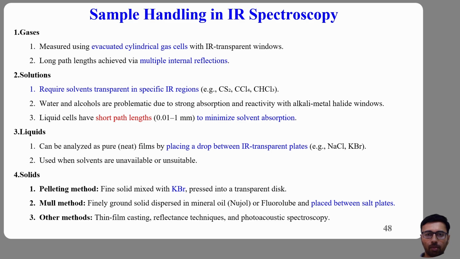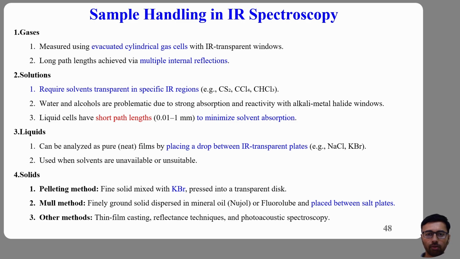Grinding is extremely important. Large particles scatter infrared radiation. This causes a distorted baseline and noisy spectra. The sample must be uniformly fine. The second method is the mull method. The solid is finely ground and mixed with a heavy mineral oil called Nujol. This creates a thick paste. The paste is spread between salt plates, forming a thin film. However, Nujol itself absorbs IR radiation. It produces characteristic peaks, especially in the carbon-hydrogen stretching region. So interpretation becomes slightly more complicated.